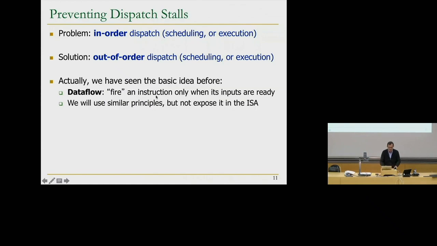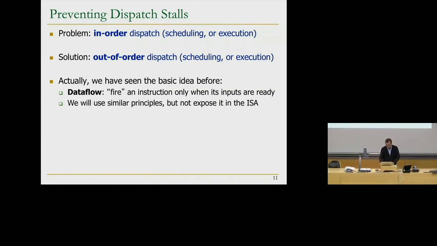So we will use basically very similar principles, but not exposed in the ISA. We're going to do everything in a von Neumann architecture. Von Neumann architecture says everything needs to be executed sequentially. We're going to break that completely. We're going to execute everything in data flow order. And then we're going to clean up this mess with the reorder buffer that we've discussed.